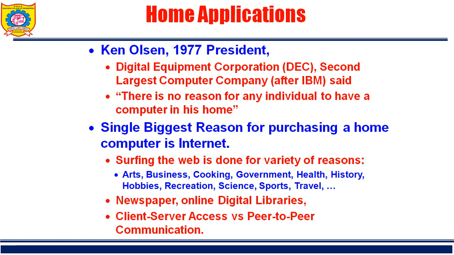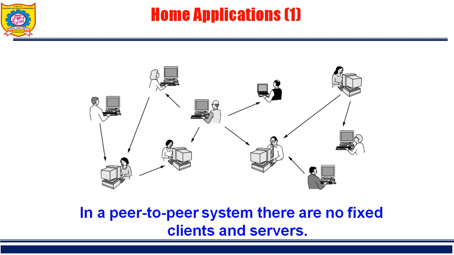Then there is client-server access. We have already seen its purpose. Then there is peer-to-peer communication. It is possible to have communication between one user and another user, or one person and another person, which we call peer-to-peer communication. In a peer-to-peer system, there is no fixed client side or server side. Each individual peer acts as a client as well as a server, and they communicate with each other one-to-one.